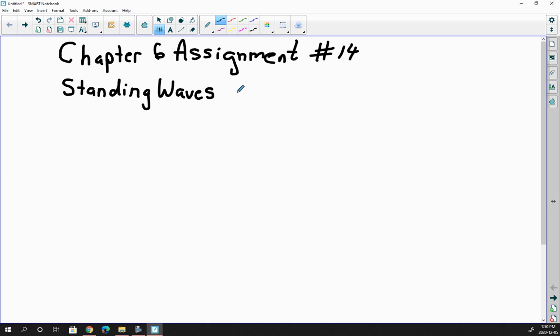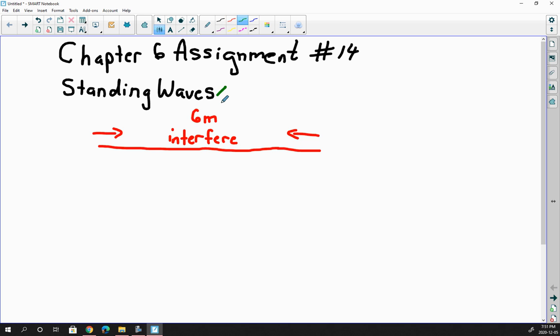Now, when we have standing waves, you have to remember that there's a material. In this case, it's 6 meters worth of material. It's a string or spring, whatever it is, and it's 6 meters. And in this 6 meters, you're going to have some waves coming in this way and other waves coming in the other direction in the same material, and they're going to interfere with each other. This is what we did in class. When they interfere with each other, they produce what we call a standing wave.